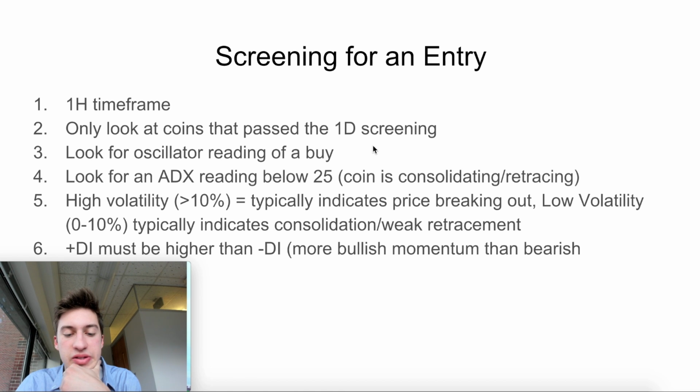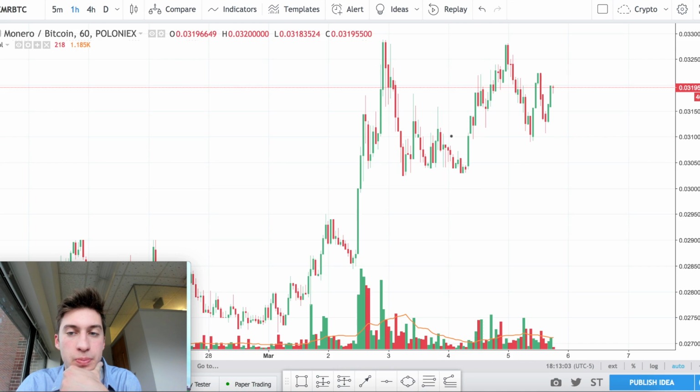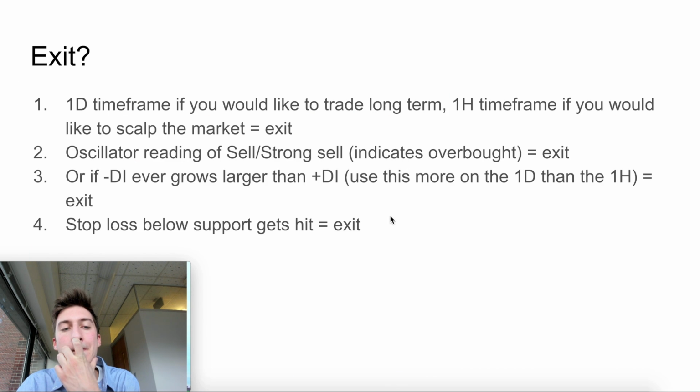And one last thing, exit? I did talk about how I would possibly exit this using Fibonacci's, but another way you could exit it using TA would be to use this way. Again, you can use this method on the 1 day or the 1 hour. It's completely your choice. You're going to want to find an oscillator reading of a strong sell.